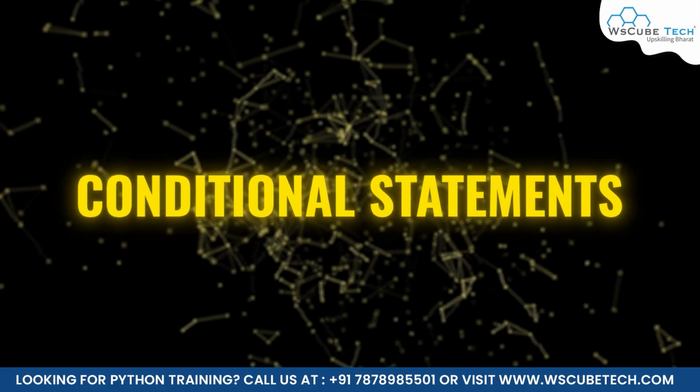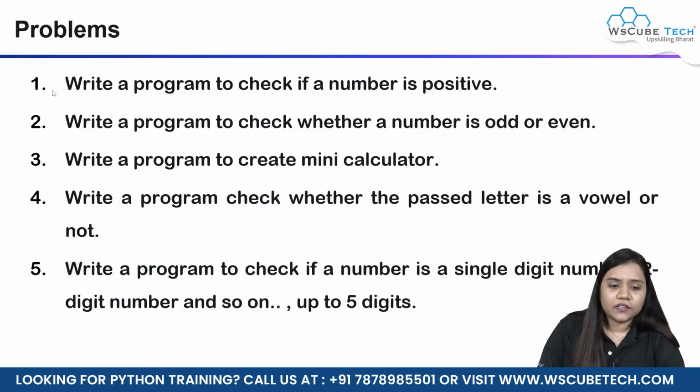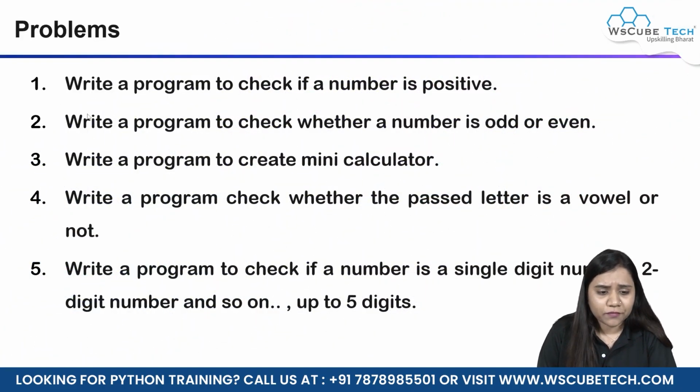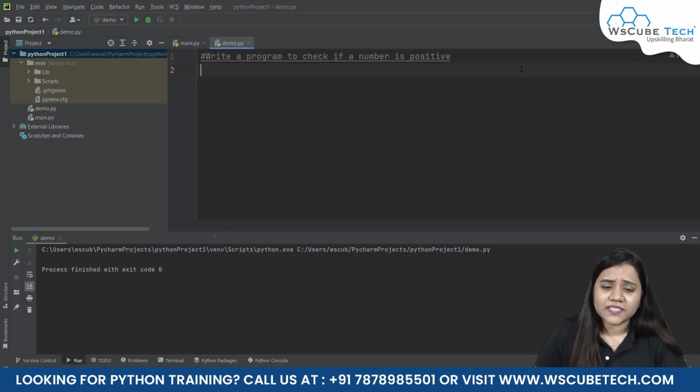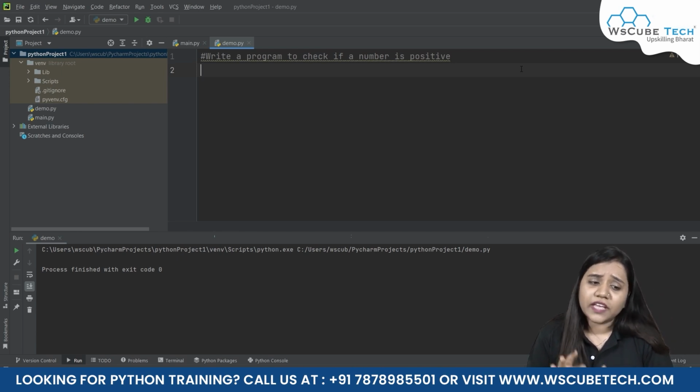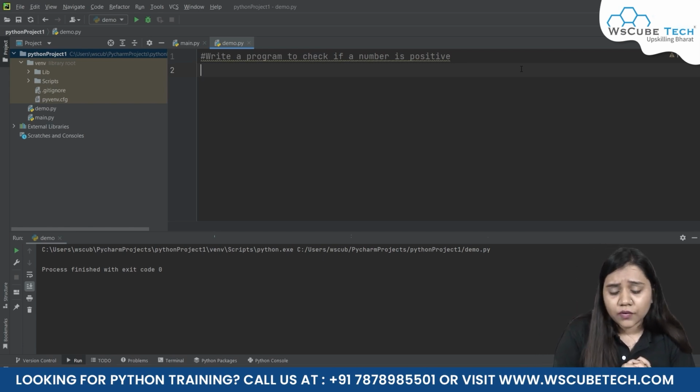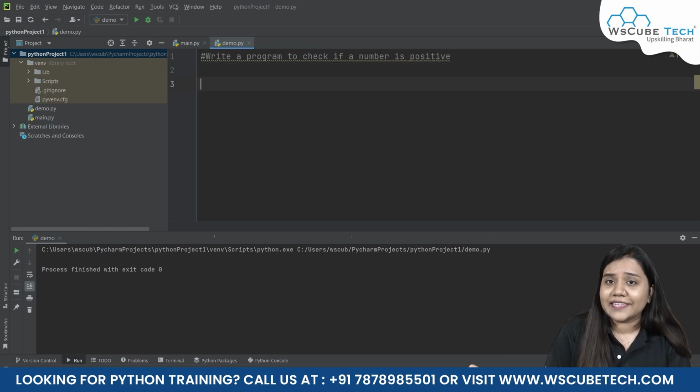which is a conditional statement. So in front of me we have 5 problems. We will be solving all of them one by one. So let's have a look. Okay. So here our first question says write a program to check if a number is positive. Okay, so we have to give a condition to check whether a number is positive. First of all, let's create a variable.